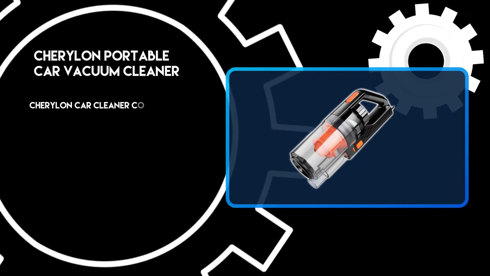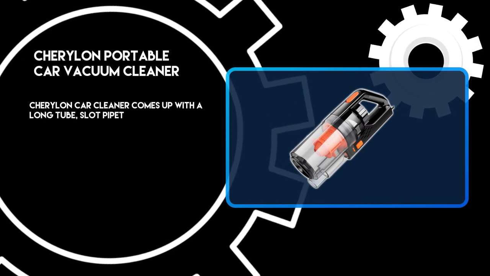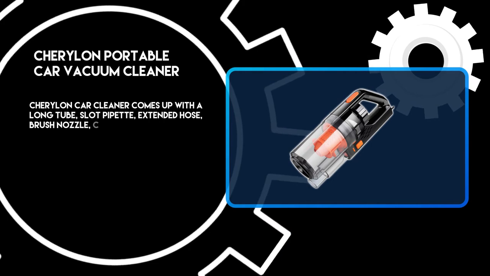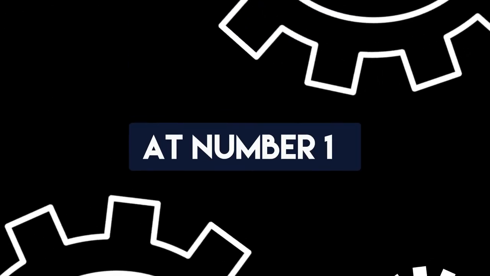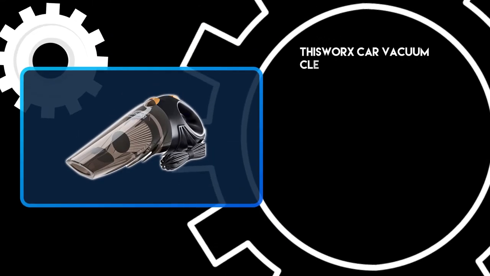CHERYLON car cleaner comes with a long tube, slot pipette, extended hose, brush nozzle, cleaning brush and a carrying bag. At number 1, THISWORX car vacuum cleaner.